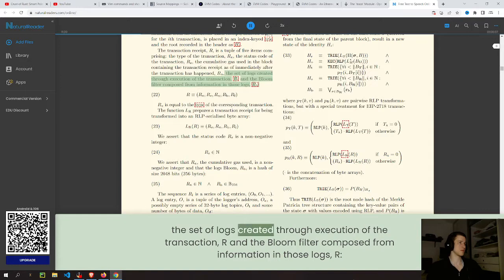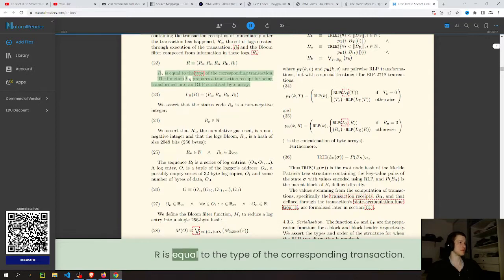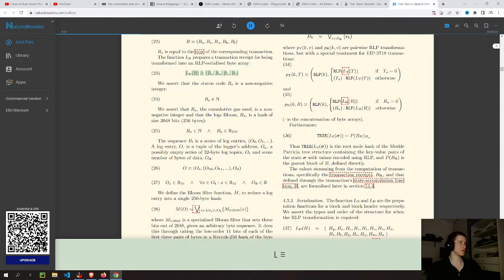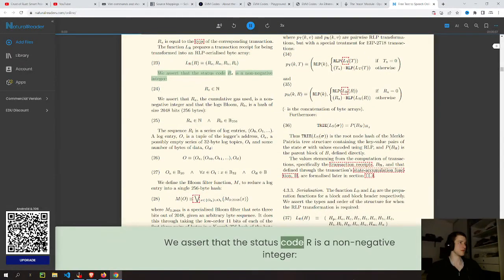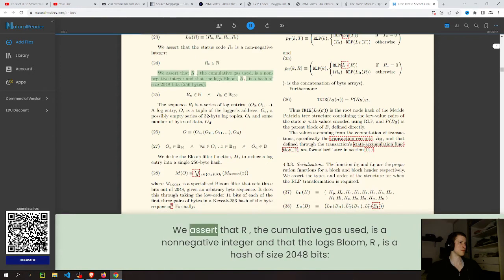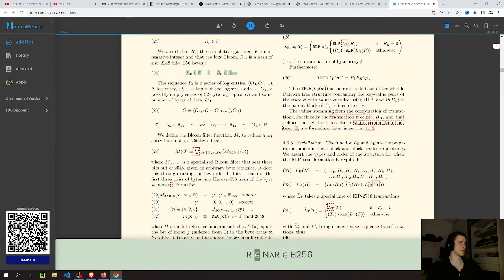The set of logs created through execution of the transaction, R, and the bloom filter composed from information in those logs, R. R is equal to the type of the corresponding transaction. The function L prepares a transaction receipt for being transformed into an RLP serialised byte array. We assert that the status code R is a non-negative integer, R set membership symbol N. We assert that R, the cumulative gas used, is a non-negative integer and that the logs bloom, R, is a hash of size 2048 bits. R set membership symbol N. R set membership symbol B256.